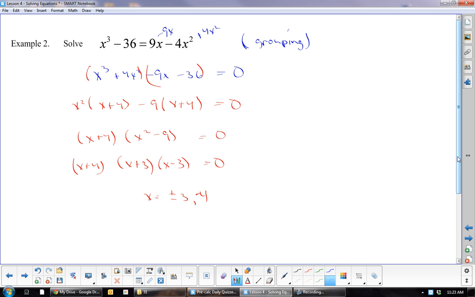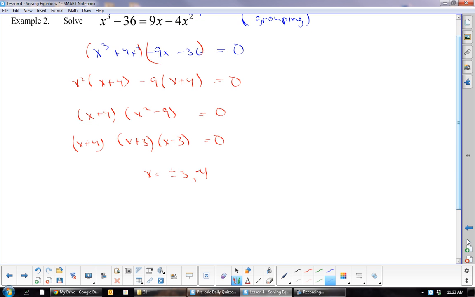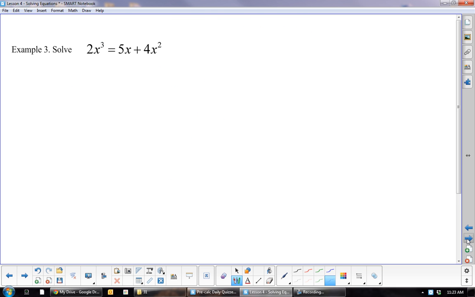Now, next one. Okay, now this one, is it too similar to the last one? No, it's not actually, because it's a pretty mean question. This one, we're going to start the same way. Let's get everything on the left. Minus 4x squared minus 5x equals 0.